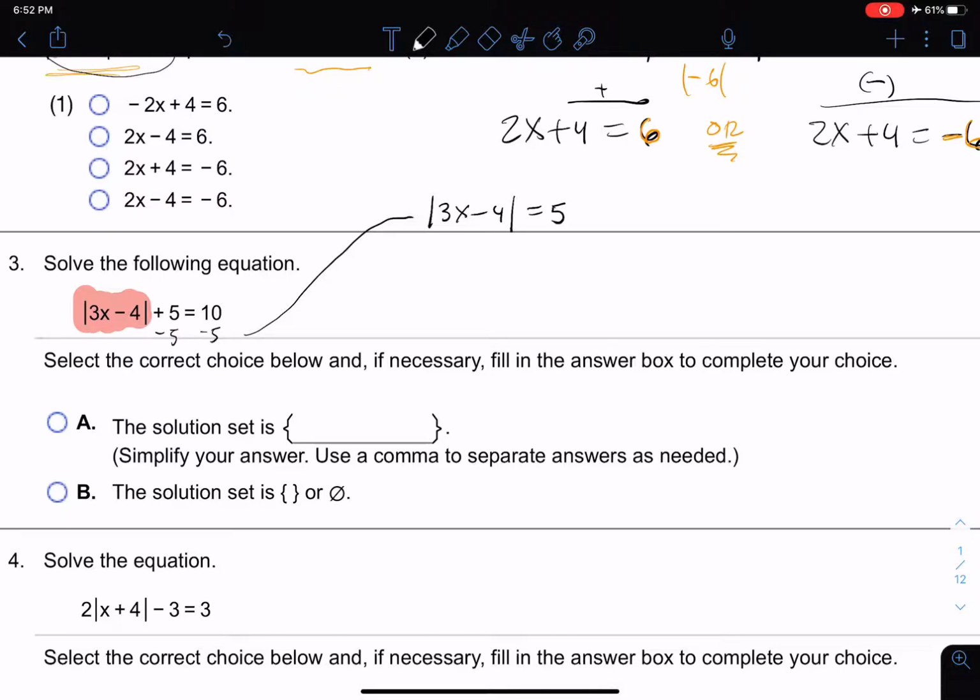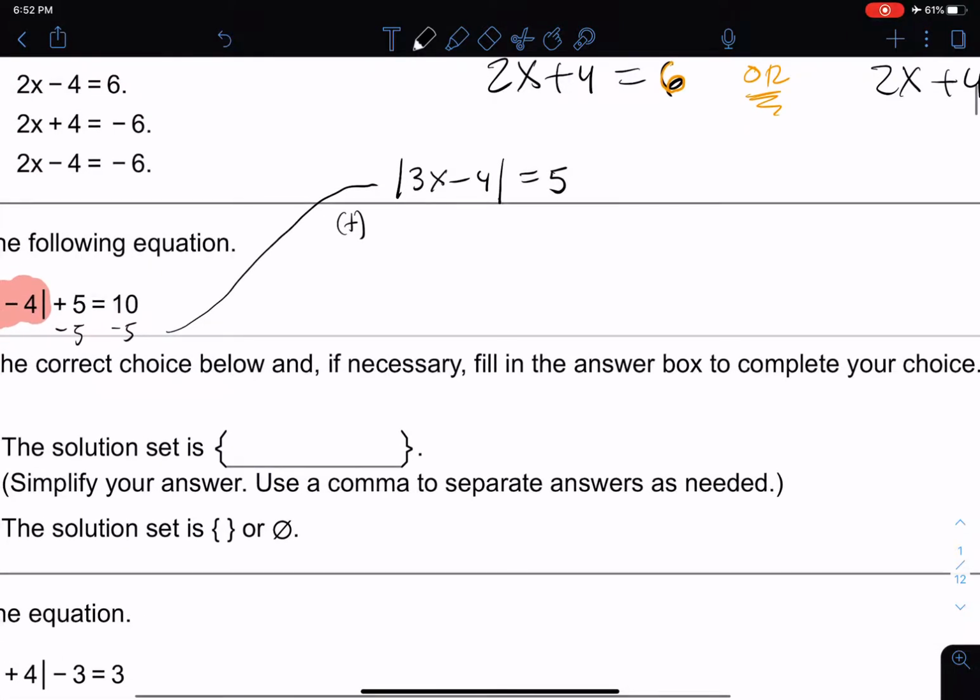Now what I want to do is break this down into a positive and negative case, right? The positive case just says that 3x minus 4 equals 5. And then the negative case just says, let me go back to that positive case. 3x minus 4 equals 5.